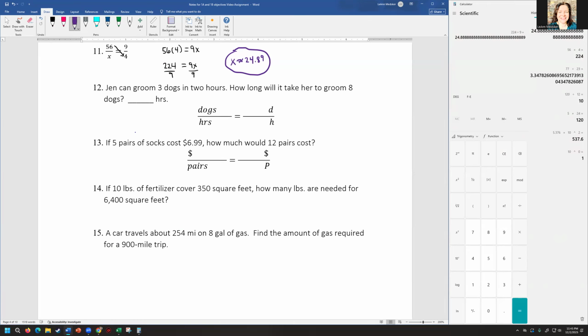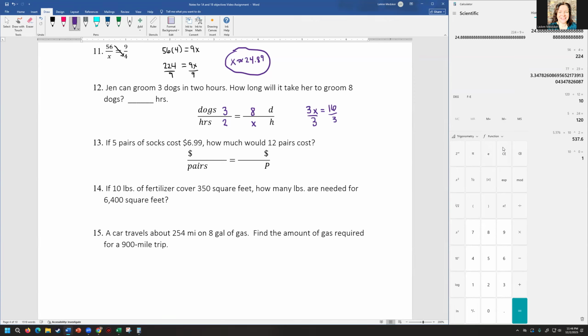So I label things when I do this. We have our first scenario, which gave us dogs and hours. So if we put this in, this would be 3 dogs in 2 hours. How long will it take her to groom 8 dogs? That would go on the top, since we're keeping dogs on top to be consistent. We want to know how many hours that would take. So if we cross multiply that, that would be 3x. 8 times 2 is 16. If it's small, you can just go ahead and do the multiplication. We would divide both sides by 3.